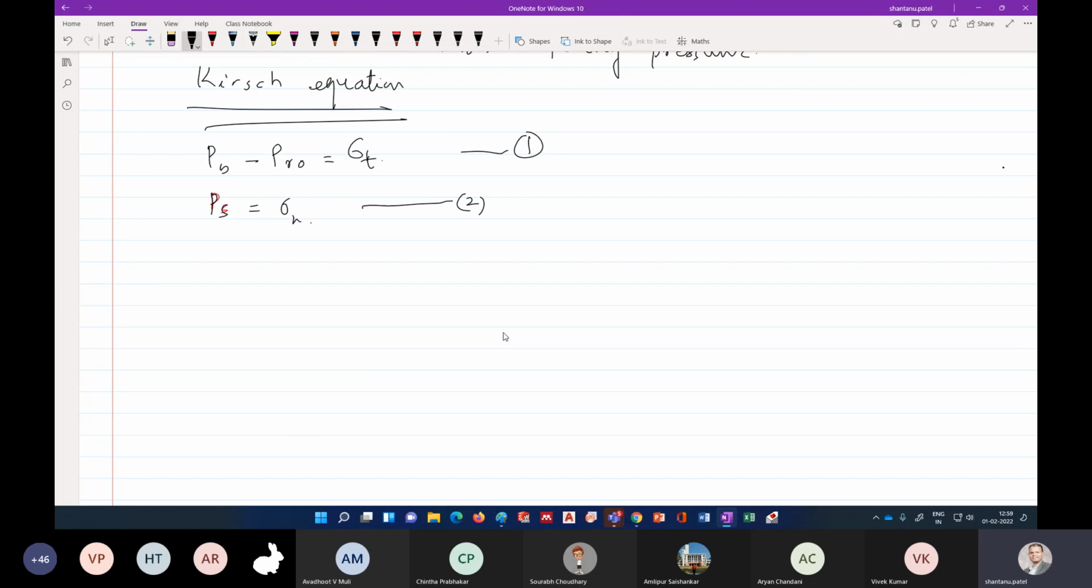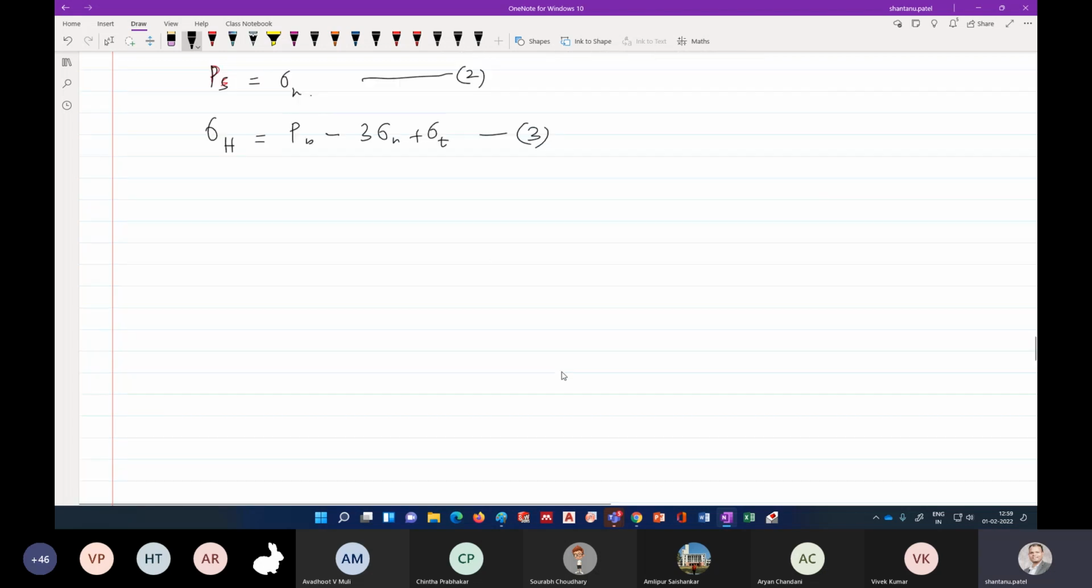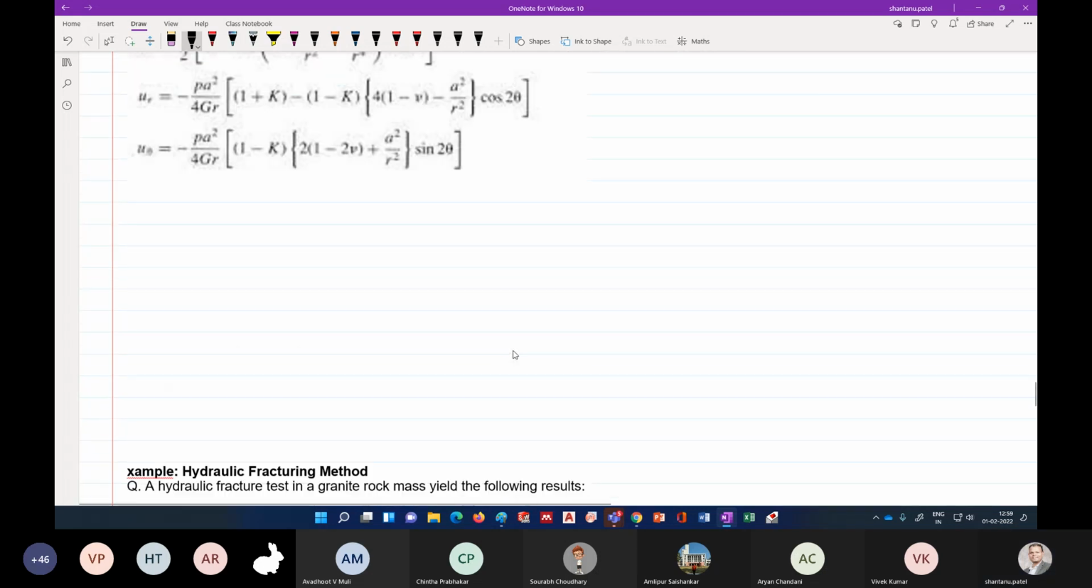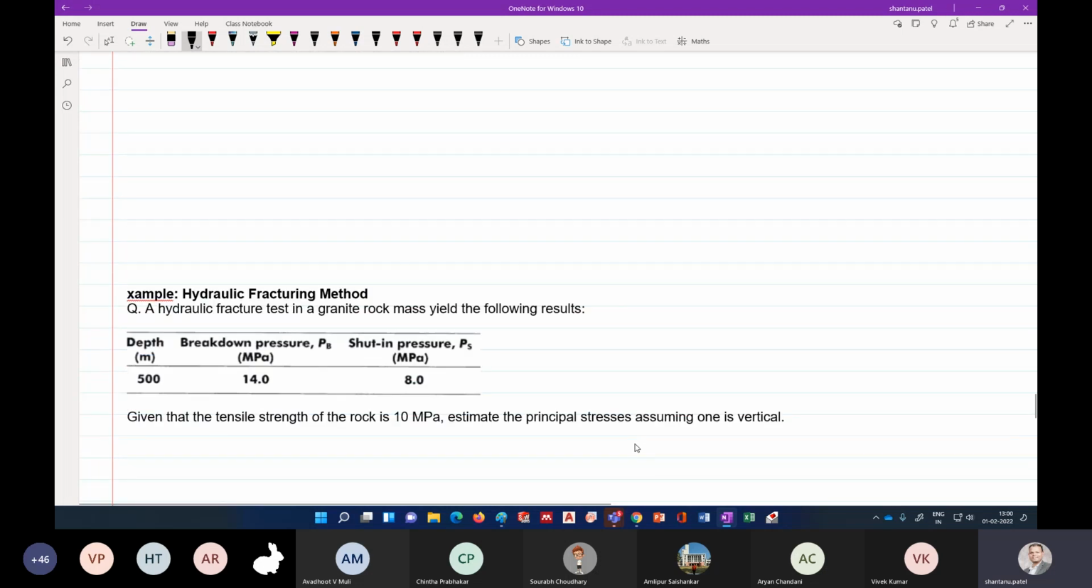And the third thing we have here is sigma capital H, which you can find out using your PB minus 3 sigma h plus sigma T. So this is the third equation. Okay, so now using this, I'm going to give you a problem where you want to calculate the in situ stress values. So this is your problem.